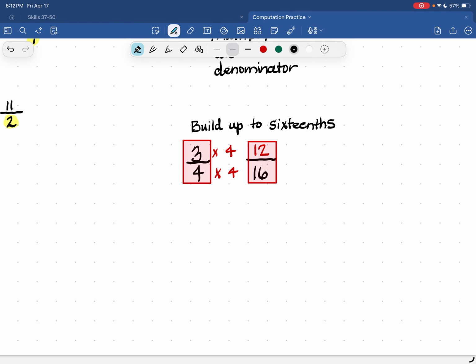Okay, for this one, I have 6/4. And they want me to raise that up to 8ths. 4 times 2 is 8. So 6 times 2 would be 12. So 12/8 is equal to 6/4.